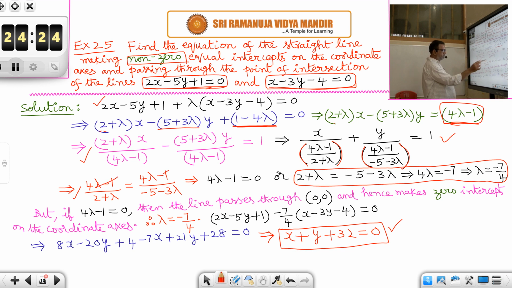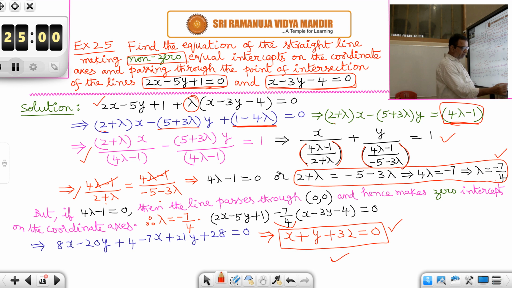Therefore, if you cancel it out, denominators must be equal. 2 plus lambda is equal to minus 5 minus 3 lambda. So, 4 lambda is equal to minus 7. Lambda is equal to minus 7 by 4. Put that value of lambda in the first equation here. Minus 7 by 4. Okay, here. Then multiply by 4. Then simplify, you will get the equation to be x plus y plus 32 is equal to 0.